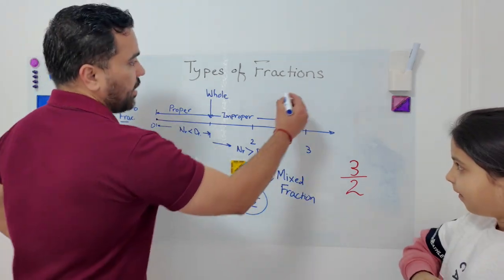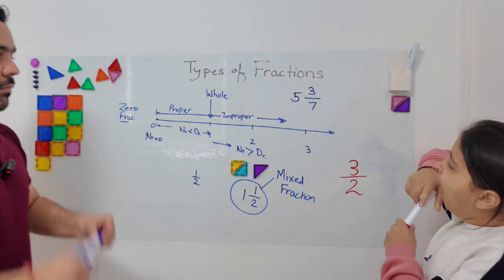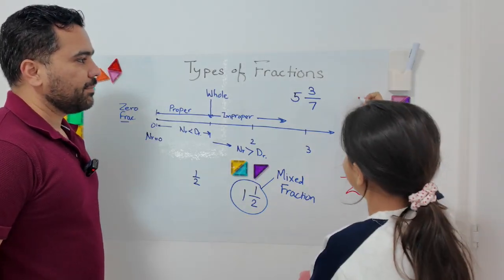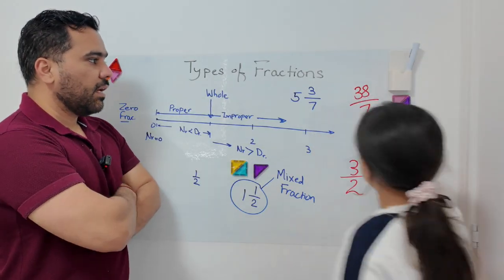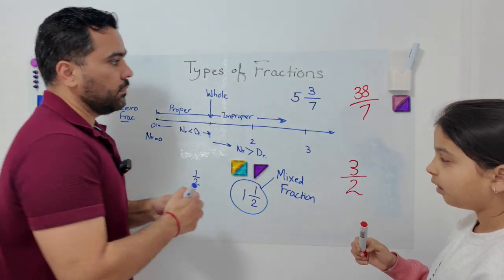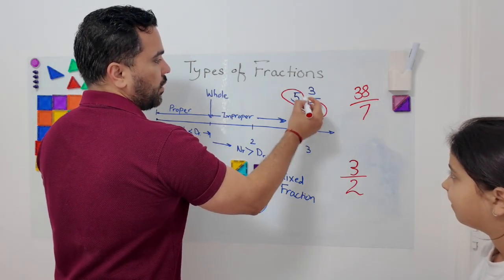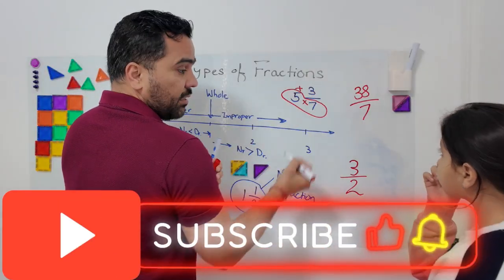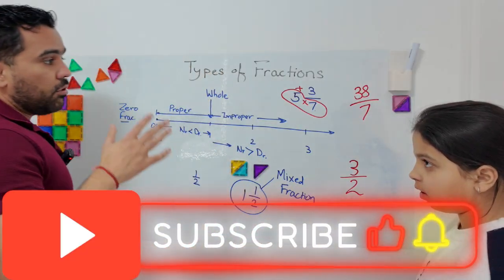Okay. Let's pick, say, 5 and 3/7. Because 7 times 5 is 35, and then plus 3 is 38. So basically what we have to do is multiply these two, whatever number comes, in this case 35, add this numerator, and that will give you the new numerator. But you keep the denominator the same. Shall we do reverse?